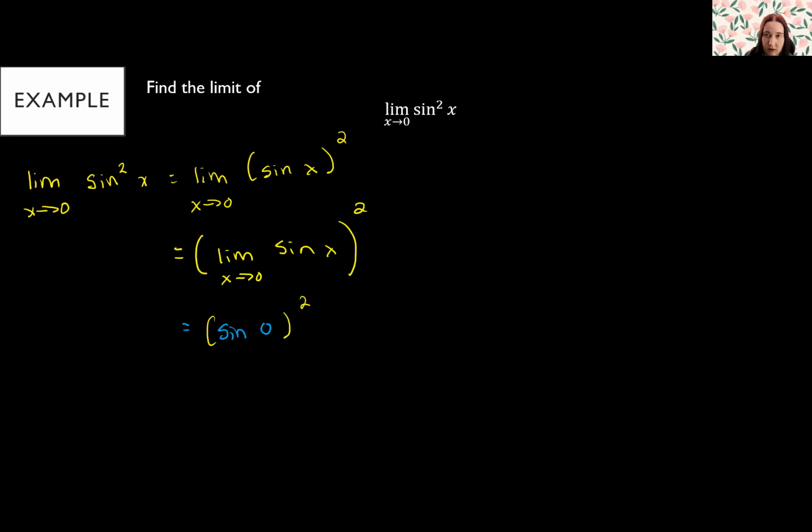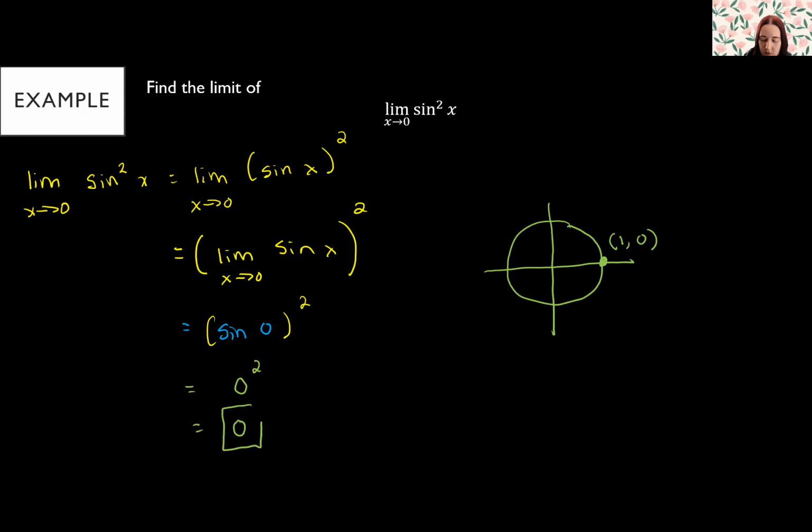So now I'm going back to my unit circle. So 0 angle would put me right here at the ordered pair 1, 0. And sine is always the y value. So the y value of 1, 0 is 0. So sine of 0 is equal to 0. So this is actually equal to 0 squared, which is just 0. So the limit as X goes to 0 of sine squared of X is equal to 0.